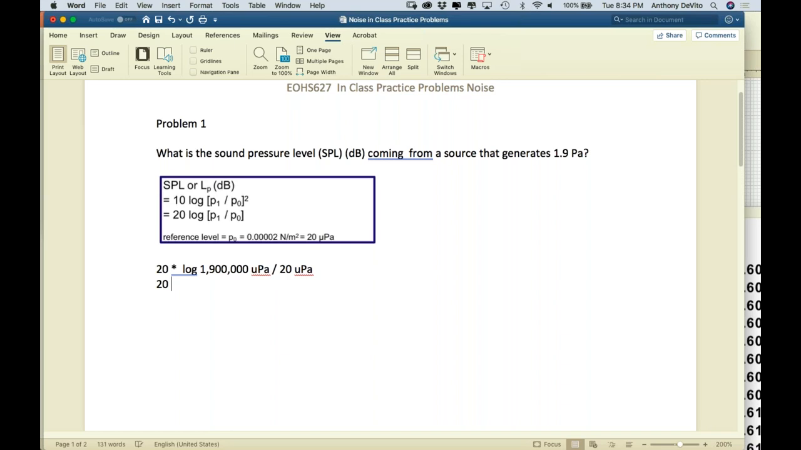It's equal to 20 times, okay, and what is that logarithm of, and what is that equal to? Right, because of the twos. So let's see, we've got 2 million.